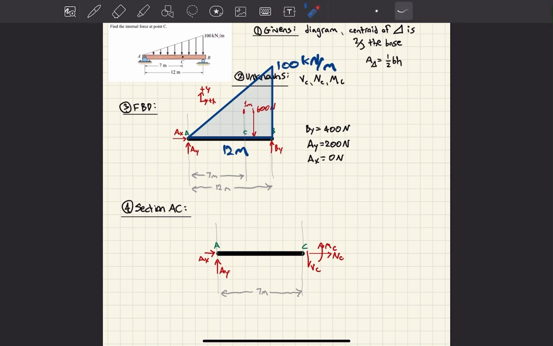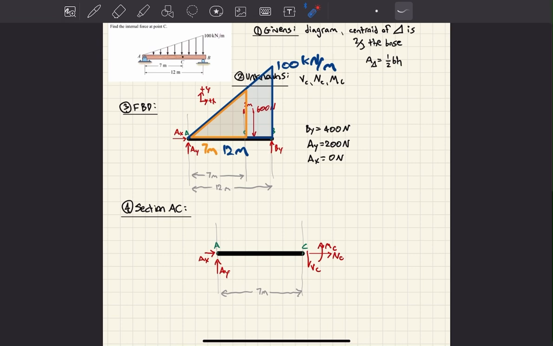I want to find a new distributed load ending at C. So I'll draw my new triangle like so, and I'll draw it in a nice color like orange. I want to find a new distributed load that I can represent on my AC section right here. This one has a length of 7 meters, right?